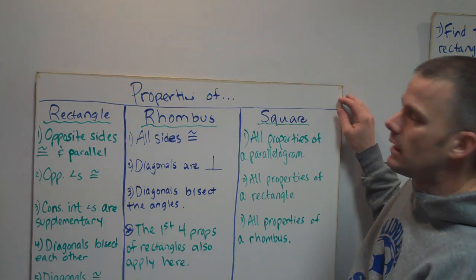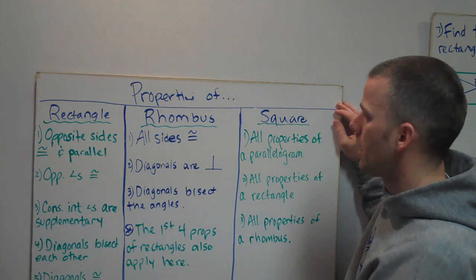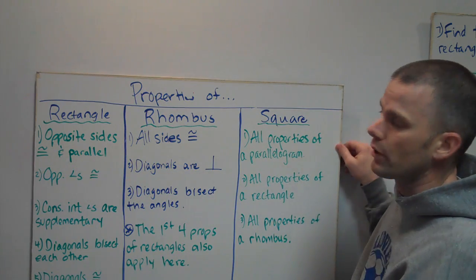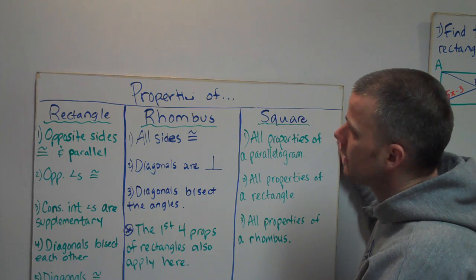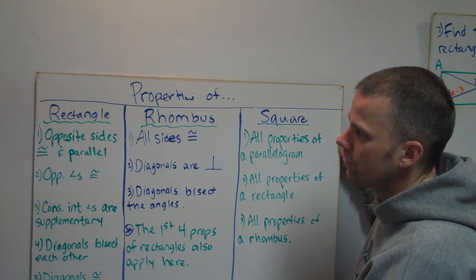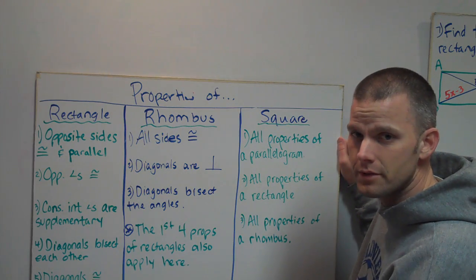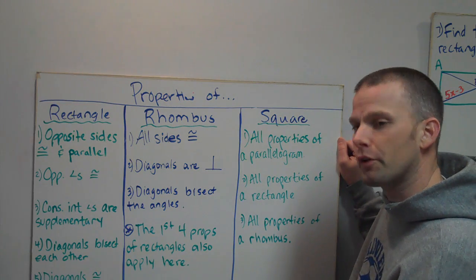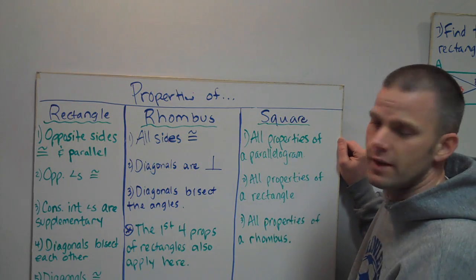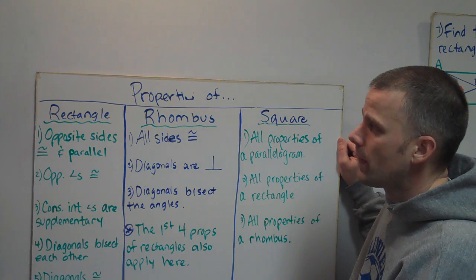And so if you want to set up a table where you've got 3 columns, 1 column for the rectangle, a column for the rhombus, and a column for the square, you can take a moment and do that. What we're going to find is that the rectangle, the rhombus, and the square pretty much all possess the same properties as a parallelogram. They're all parallelograms in nature. They just have other specific things that make them slightly different.